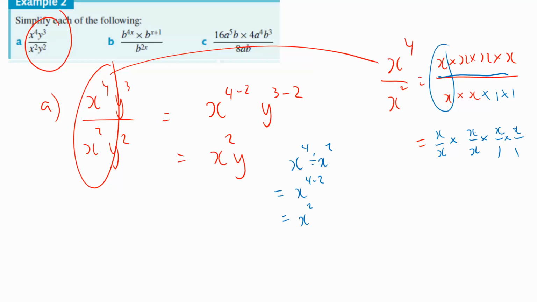x to the power 4 is 4 x's on the top. x to the power 2 is 2 x's on the bottom. Now, as a fraction, I can separate numerator and denominator because they're all timesing. So I've done x over x times x over x again. But over here, there's no other term, so I can put in a 1 over 1. Doesn't change anything. x times 1 times 1 is the same thing.